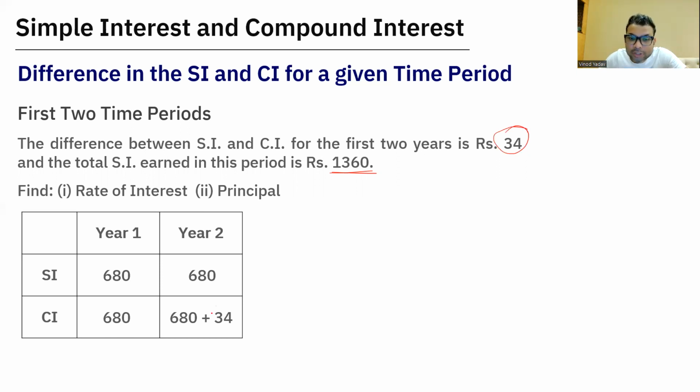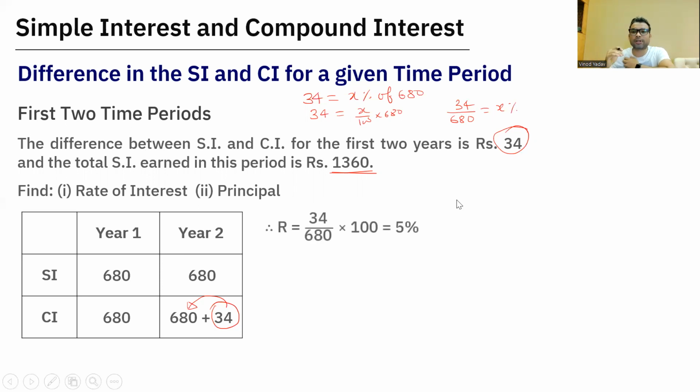So 34 rupees extra was given by some rate, by some calculation, that we can find now. That 34 is achieved at what percent of 680? So 34 is what percent of 680? I'm just writing in detail for the first time. So 34 is equal to x upon 100 into 680. So basically 34 upon 680 is equal to x percent. And your x is nothing but r, the rate of interest, right? So 34 upon 680 into 100.